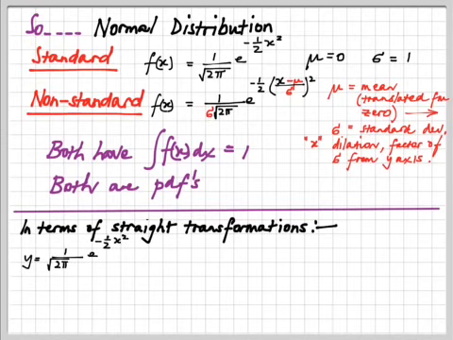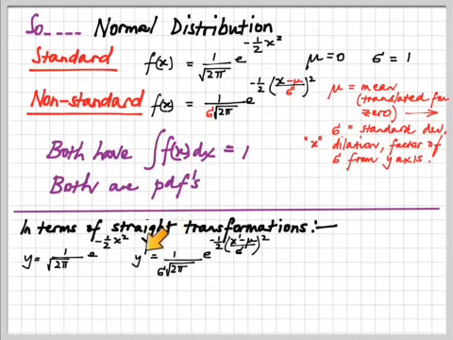Now, there's our standard form, standard normal. Now, there's my transformed one. You notice that I've used a dash with the y to make it very clear that that's a transformed variable. This one's got a dash on it as well to make it very clear that that's a transformed variable, okay?